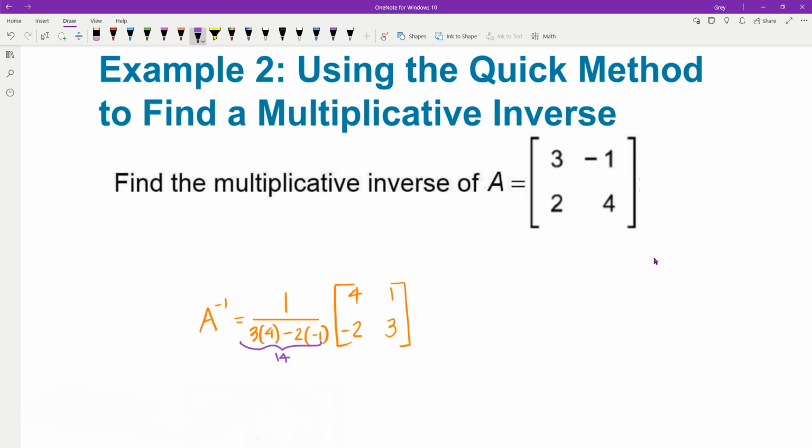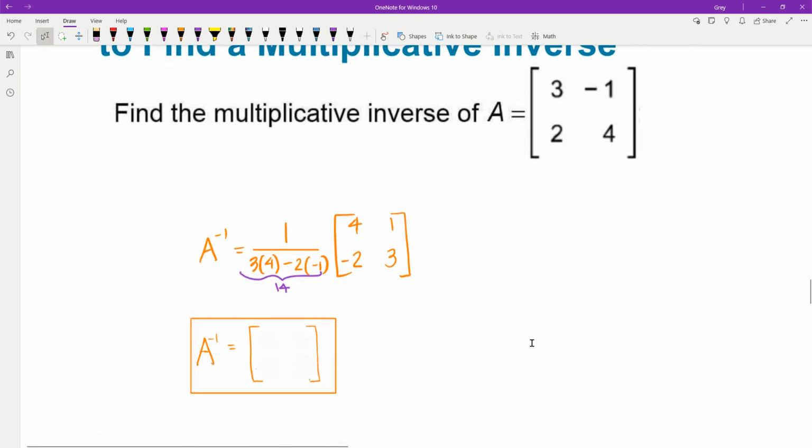Okay? And so when I take 1 over 14 and I distribute it to everything in here, then I'm going to end up with something you can't see. Just kidding. 4 over 14 becomes 2 over 7. 1 over 14. Negative 2 over 14 is negative 1 over 7. And then 3 over 14. And so that is the multiplicative inverse of this. So if I multiply these two together, I will get the identity matrix.